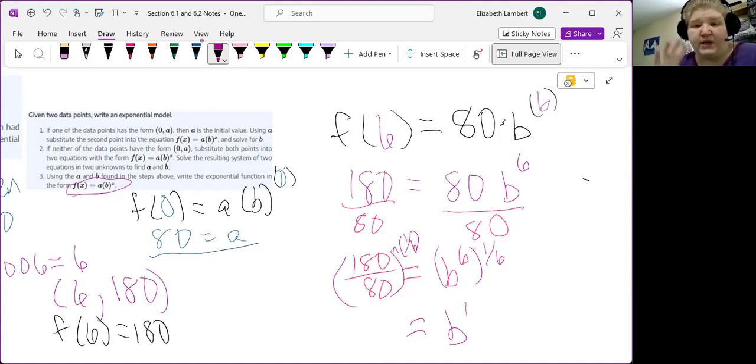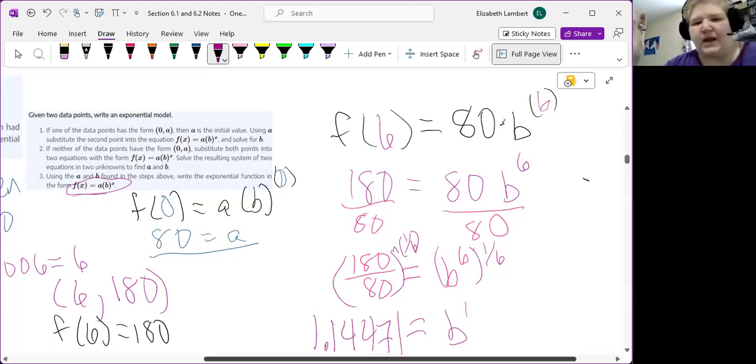All right, so I start with the 180 over 80, and that's in its own set of parentheses, which turns out to be 2.25. Cool. Raised to the, and my calculator opens a parenthesis, and now I type 1 divided by 6, and I get a very disgusting-looking 1.14471, blah, blah, blah.